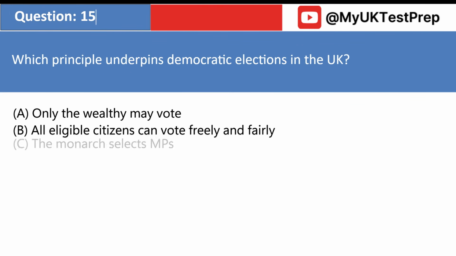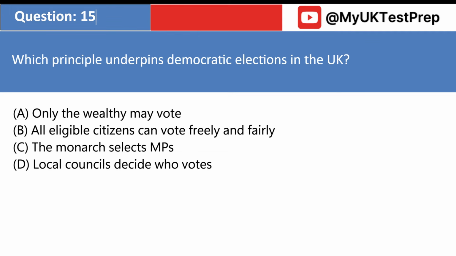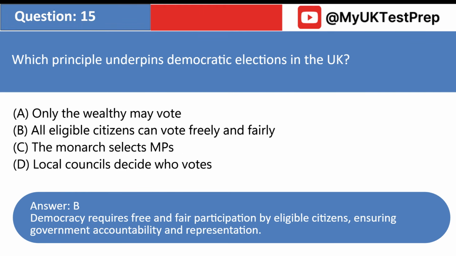Which principle underpins democratic elections in the UK? A. Only the wealthy may vote. B. All eligible citizens can vote freely and fairly. C. The monarch selects MPs. D. Local councils decide who votes. Answer B. Democracy requires free and fair participation by eligible citizens, ensuring government accountability and representation.